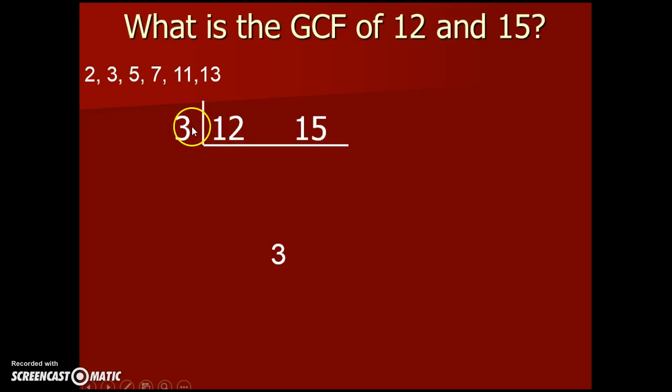So when I divide 12 by 3, the larger number by the smaller number, I get an answer. And I divide 15 by 3, I also get an answer. I can put those answers in the next layer of our birthday cake. Then I repeat step 2. Can any of these prime numbers go into both 4 and 5? If they can, you put those answers in another layer. If they cannot, then you're ready for the final step.